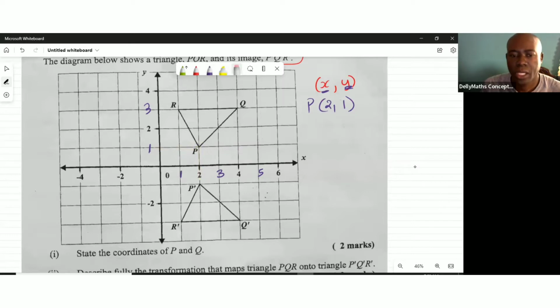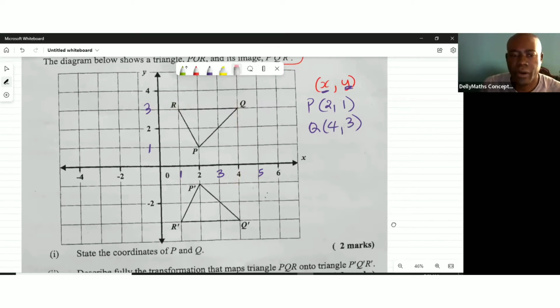All right. They want us to read the coordinate of Q as well. So let us identify Q. That's where the point Q is right there. We could see it's 4 from the X linking with 3 from the Y. So the coordinate of Q is 4, 3. We could write it here. Q is 4, 3. All right. So those are the coordinates there.